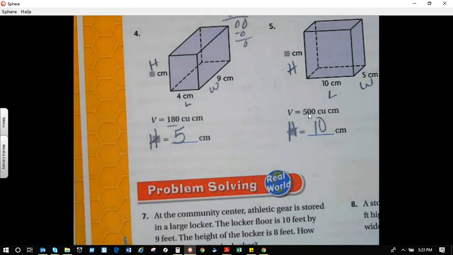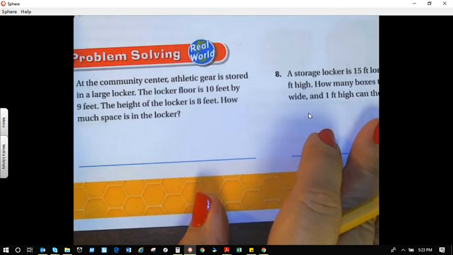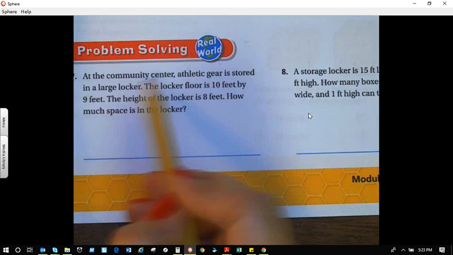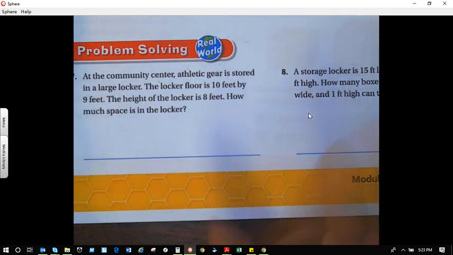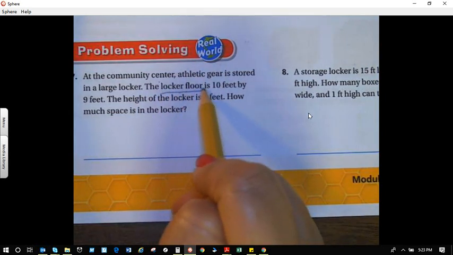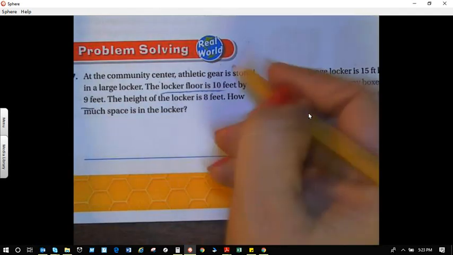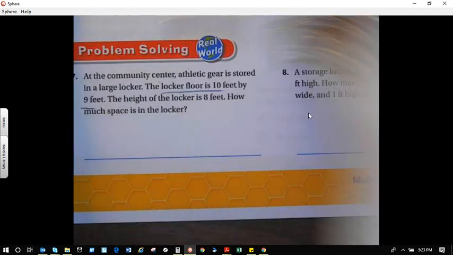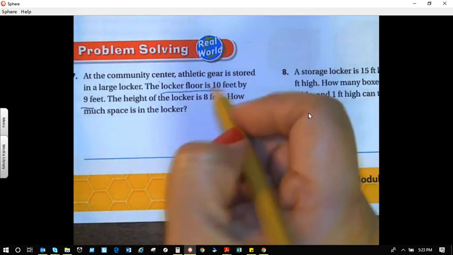It's different. All right, so now let's look at number 7. Number 7, sorry about that. Number 7 reads that at the community center, athletic gear is stored in a large locker. That's realistic, right? Now, the locker floor is 10 feet by 9 feet. What are they talking about here? They're talking about the floor, the surface. So this is going to be the base area. So it's 10 feet by 9 feet.